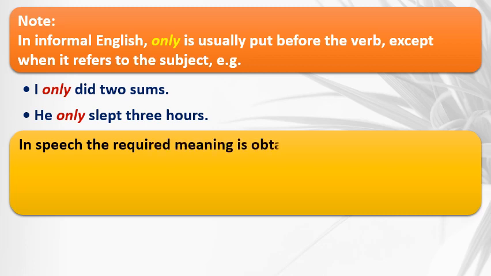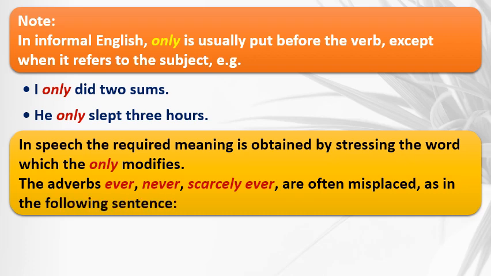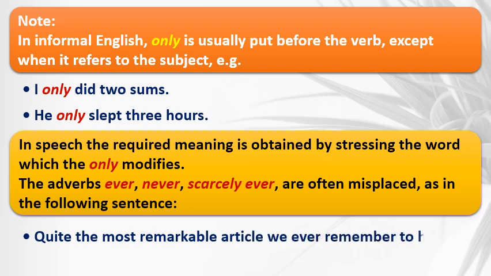Note another thing, in speech, the required meaning is obtained by stressing the word which the word only modifies. The adverbs ever, never, scarcely ever are often misplaced, as in the following sentence. Quite the most remarkable article we ever remember to have read. So here we can say we remember ever. Here the adverb ever is often misplaced, but the meaning is understood.